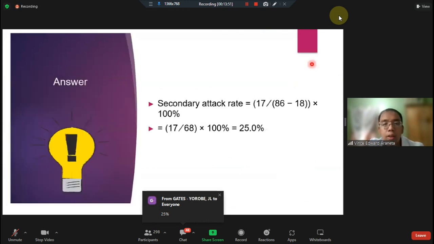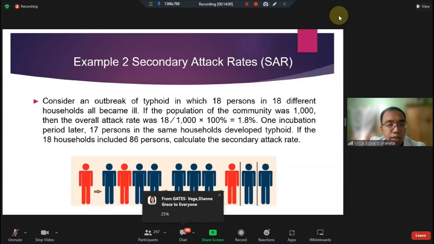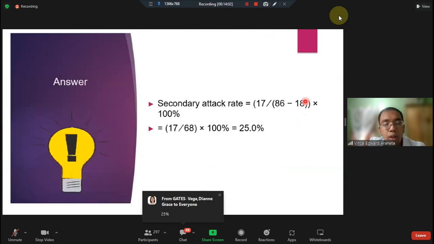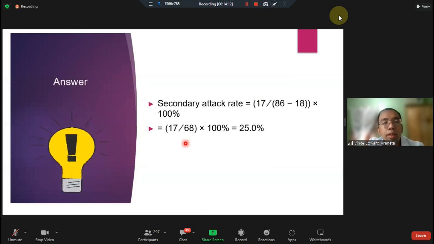Okay, let's go to the answer. The secondary attack rate was 25%. Again, there were 18 initial cases, or 18 persons. We have to deduct the primary number of cases from the 86 persons total. That would give you 68 as your denominator. Since 17 developed new cases of typhoid, divide it by 68, times 100, that's 25%. Or we also accept 250 per 1,000.